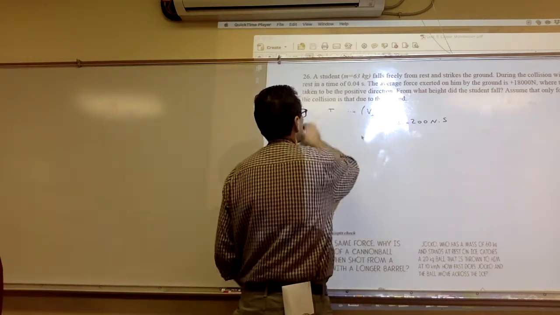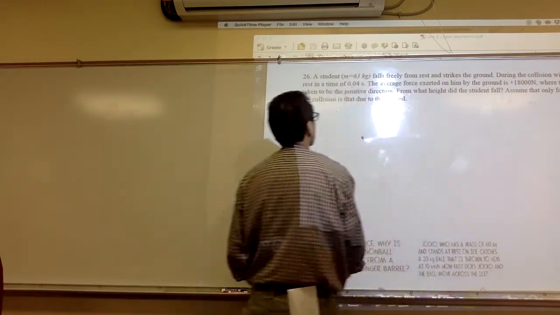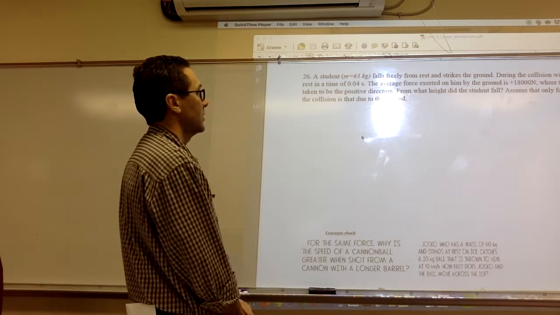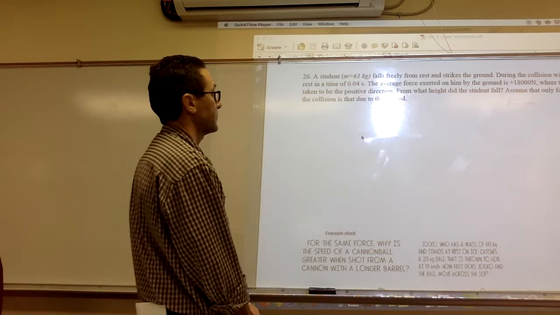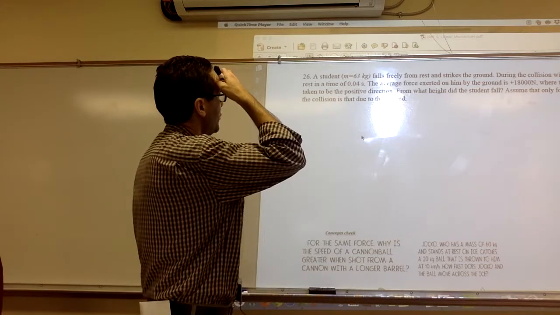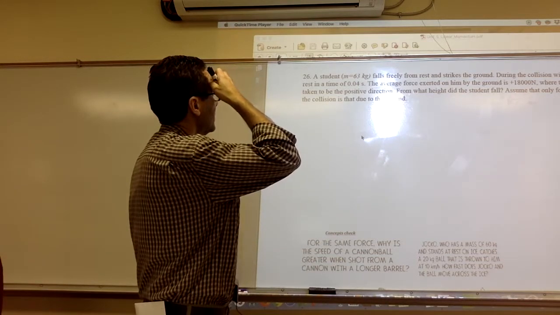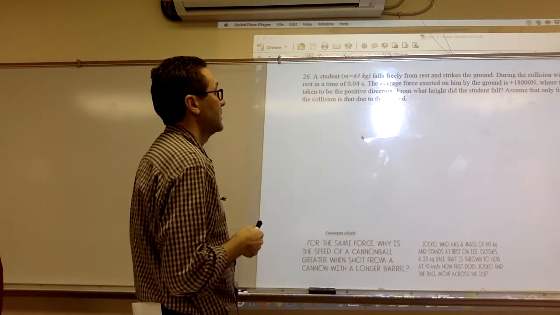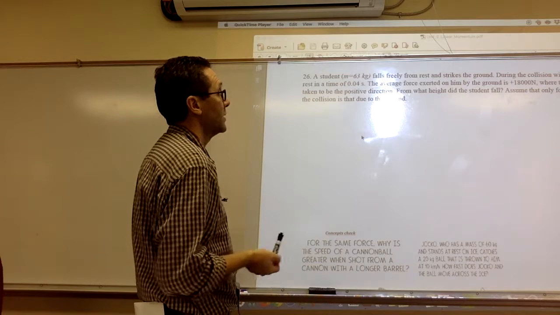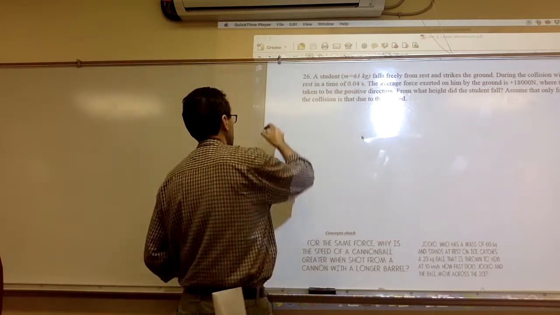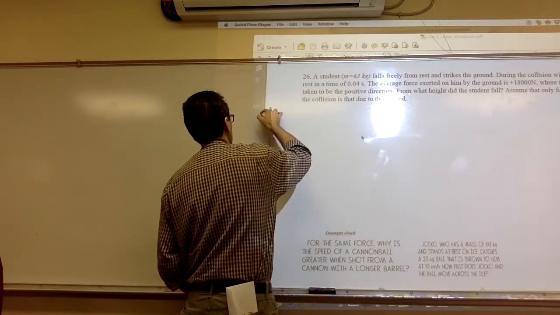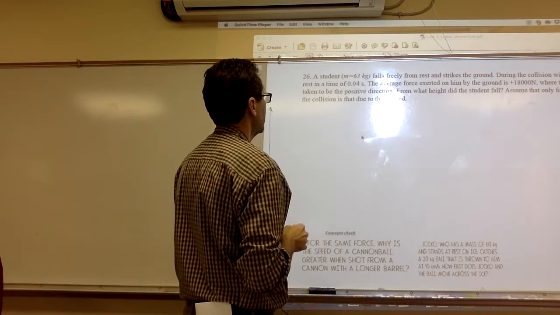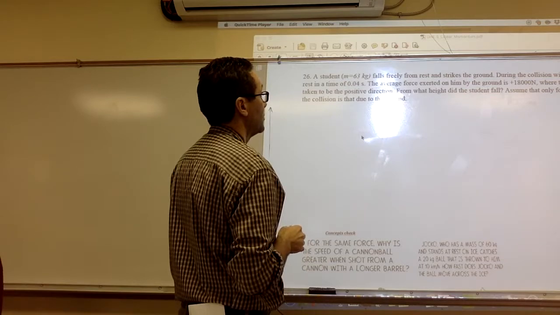Number 26. A student, 63 kilograms, falls freely from rest and strikes the ground. During the collision with the ground, he comes to rest in a time of 0.04 seconds, so 4/100ths of a second. The average force exerted on him by the ground is positive 18,000 newtons. So here we're looking at up as being positive. We did a previous problem where down was positive, but here the upward direction is taken to be positive. From what height did the student fall?